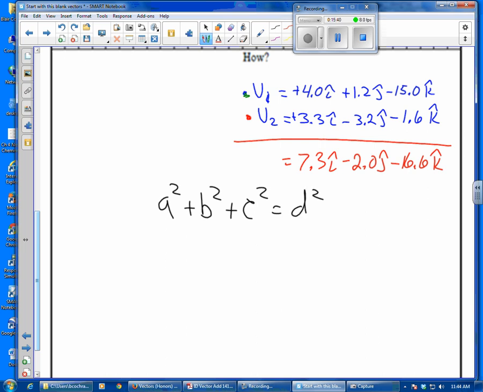So the length of the x component squared plus the length of the y component squared plus the length of the z component squared equals the magnitude of the whole thing. Yes. The answer that I found in the red, the 7.3, is my x component because it's next to i. My 2.0 is my y component because it's next to j. And the 16.6 is my z component because it's in the k direction. Remember, i, j, k, x, y, z. It's that alphabetical thing there to help us.